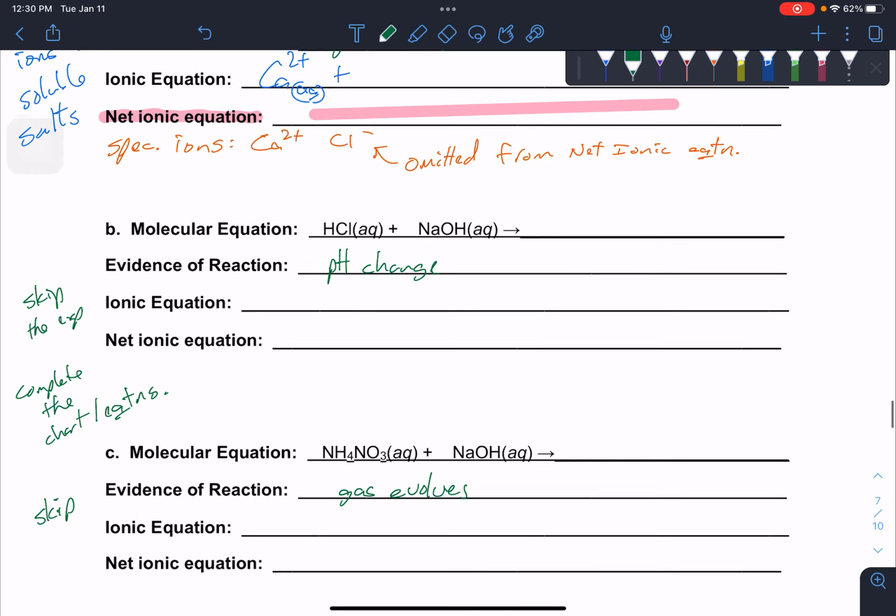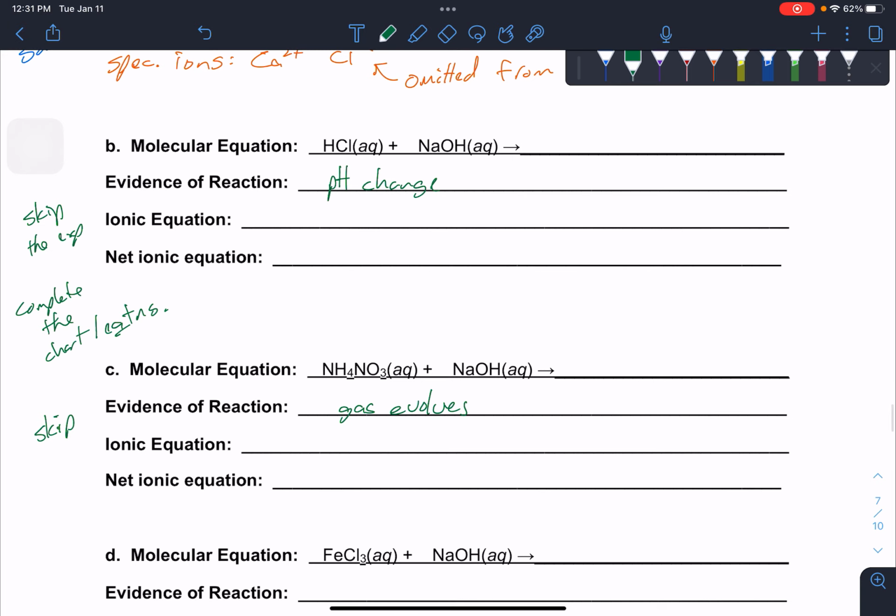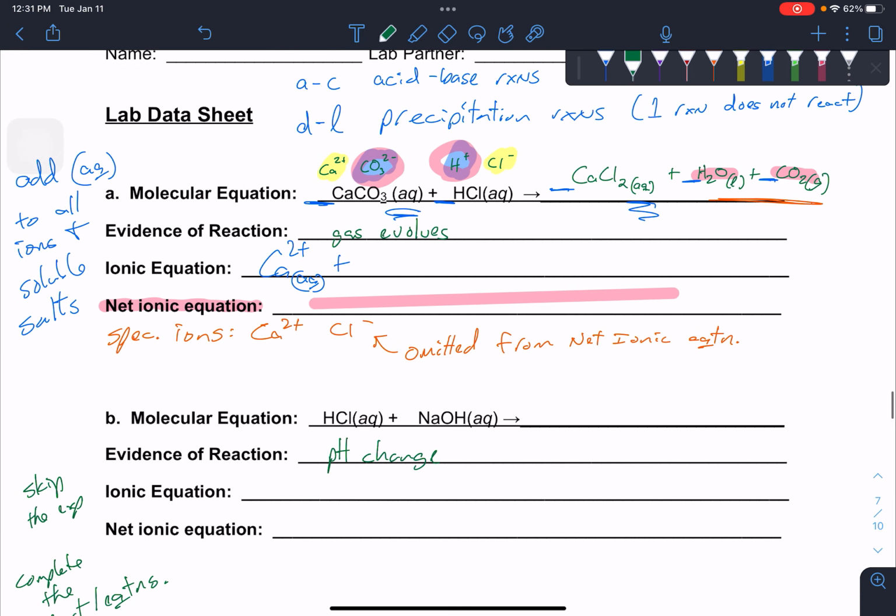Real quick, for A, when you're writing the ionic equation in regards to the water and the CO2, you do the Ca2 plus, Cl minus, plus H2O, and then plus the CO2, so you don't break those up. Correct. These molecular compounds will stay just like they are. And you said for C the evidence was gas evolution.